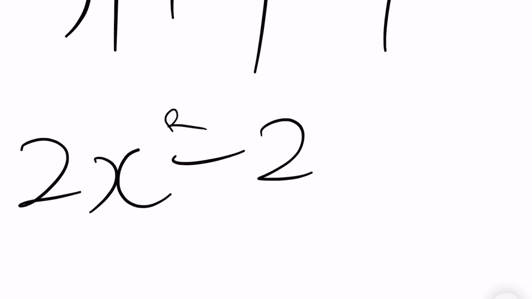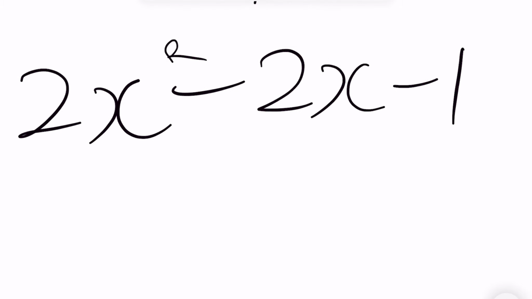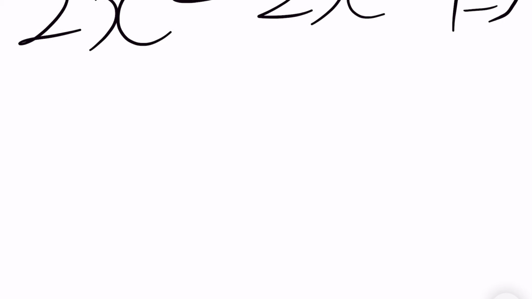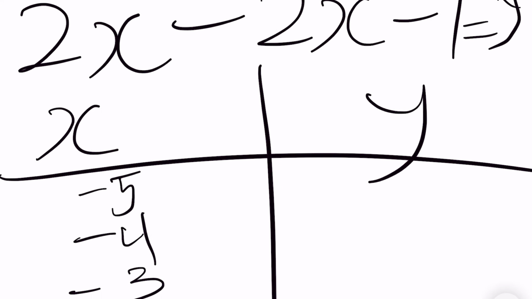Now, for the equation which says 2x squared minus 2x minus 1, automatically this is our y. Now, for our table, minus 5 to 5. So we have x, we have y. Minus 5, minus 4, minus 3, minus 2, minus 1, 0, 1, 2, 3, 4, and 5.